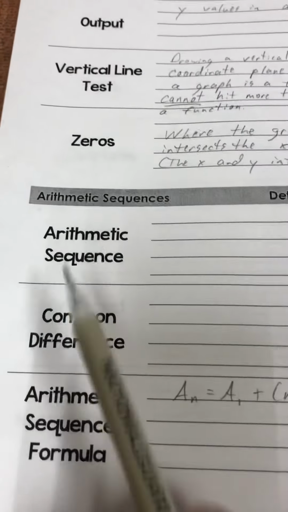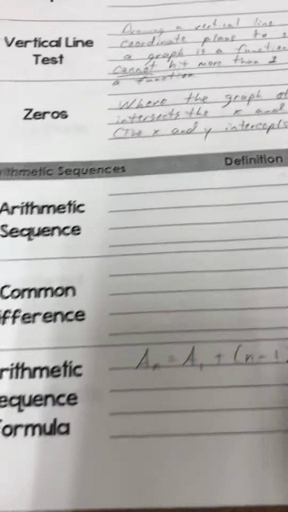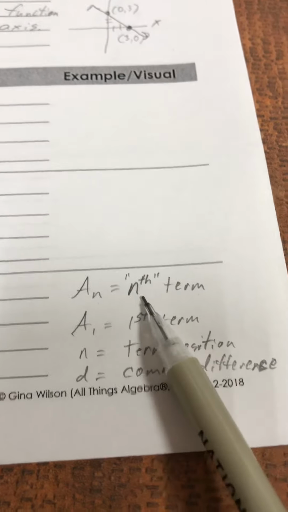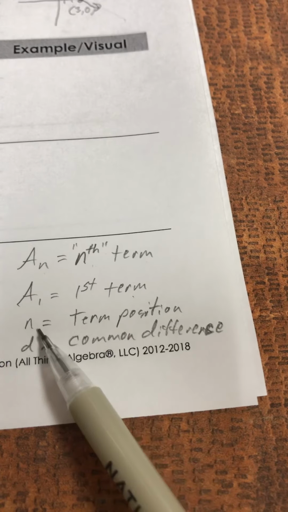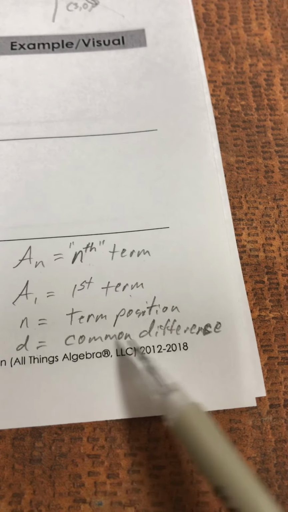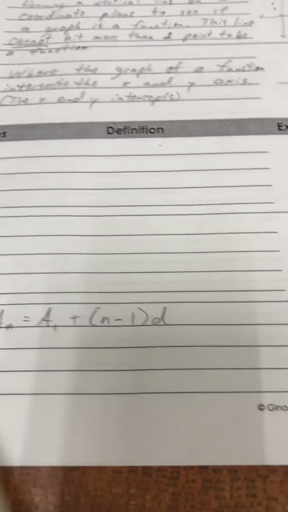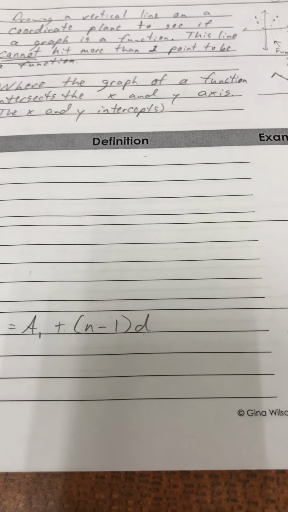Everything else, arithmetic sequence, common difference, those are in there. Arithmetic sequence formula was not in that link, and here it is. I have a_n equals a_1 plus (n minus 1) times d. Now, what do these mean? The a_n is the nth term, so whatever term you're looking for. a_1 is the first term in an arithmetic sequence. n is the term position, and d is the common difference. So you would just write that down, and we'll be working with that, and it will make more sense once we start working with it.